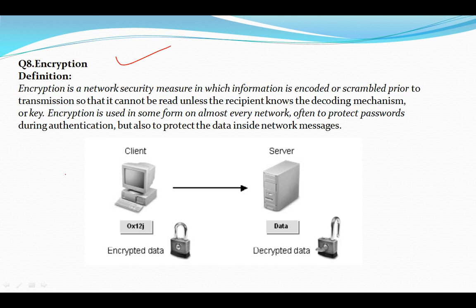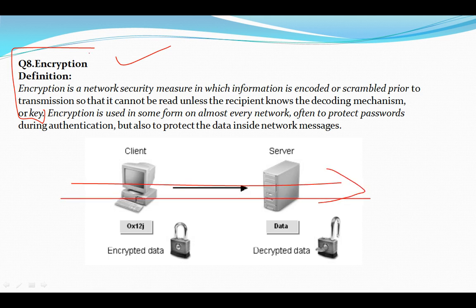Encryption. What do you mean by encryption? Encryption is a security measure in which information is encoded or scrambled prior to transmission, so that it cannot be read unless the recipient knows the decoding mechanism or key. So the thing is, guys, if you are transmitting any data from one place to another over the network, encryption is a method to change the format of that data. So the original data will not be in its actual or original form when it is transmitted over the network.